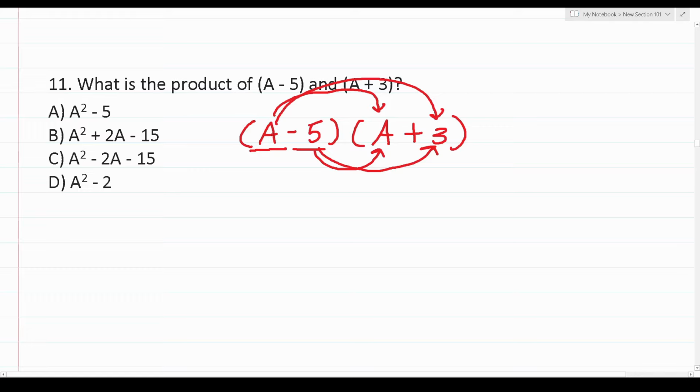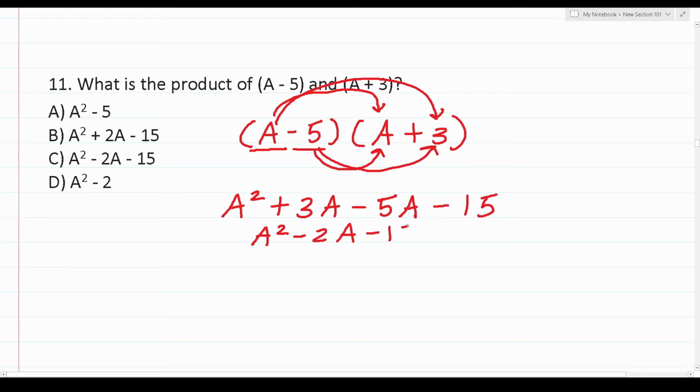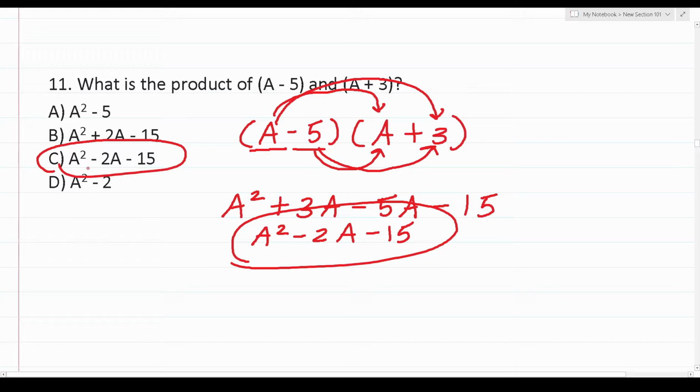As we can see, the first thing we're going to do is a times a, which is a squared. Then we're going to do a times 3, which is 3a. Then we're going to do -5 times a, which is -5a. Then we're going to do -5 times +3, which is -15. And the only other step we have to do is combine like terms. There is no like term for a squared, but that said, 3a and -5a are like terms. -5a plus 3a is -2a, and then this is just -15. All right, so the answer to this one is a squared minus 2a minus 15, which we can see is answer choice C in this case. All right, so that's that one.